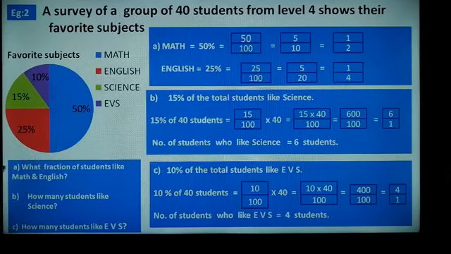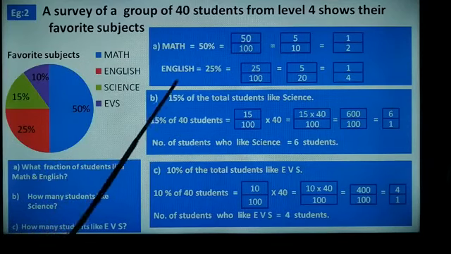So there are 3 questions given. The first question: what fraction of students like math and English? Just read the question again. What fraction of students? They are not asking the number of students. They are asking only the fraction of students who like math and English. So we will move to the workings.